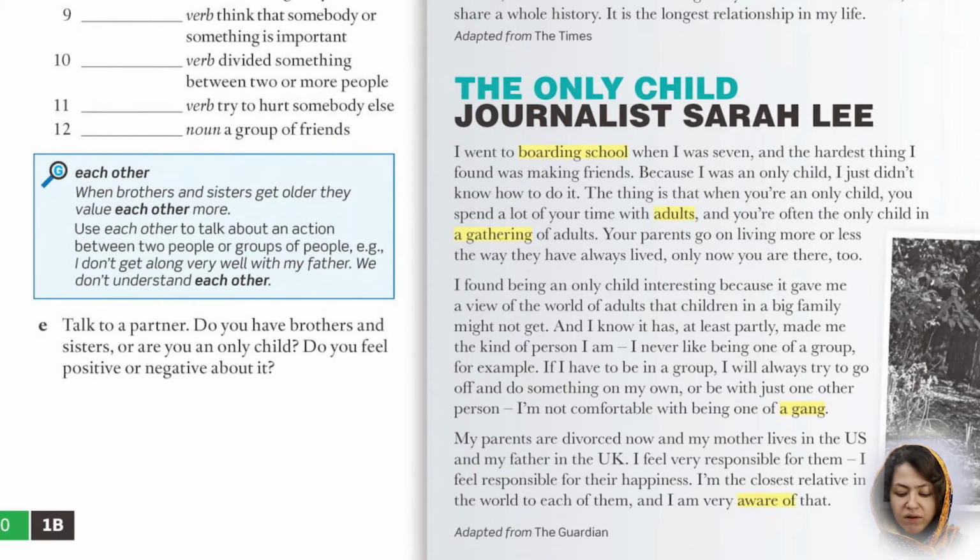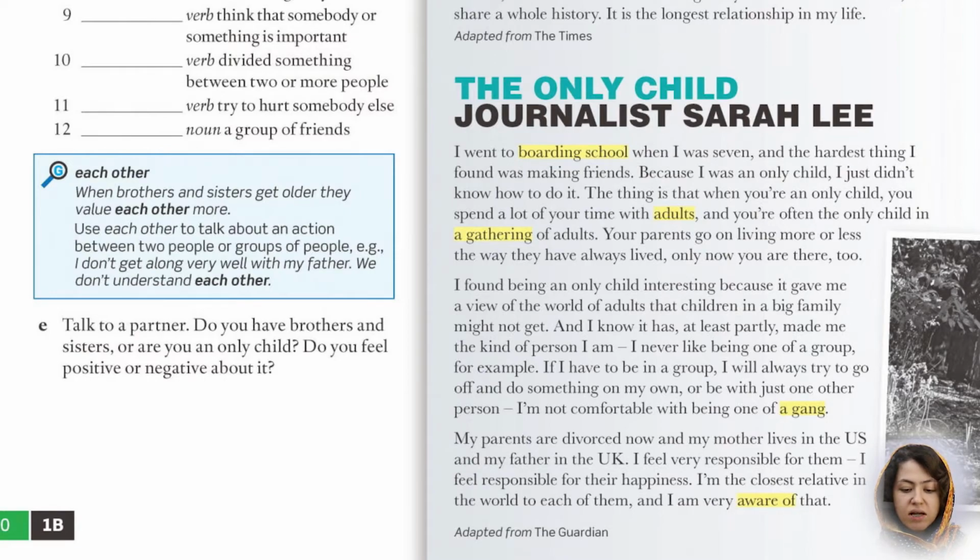I never liked being one of a group. For example, if I have to be in a group, I will always try to go off and do something on my own or be with just one other person. I'm not comfortable with being one of a gang. Group of friends, we call that gang. My parents are divorced now, and my mother lives in the US and my father in the UK. I feel very responsible for them. I feel responsible for their happiness. I'm the closest relative in the world to each of them, and I am very aware of that. It means I fully know that.